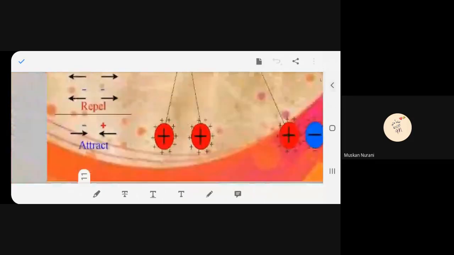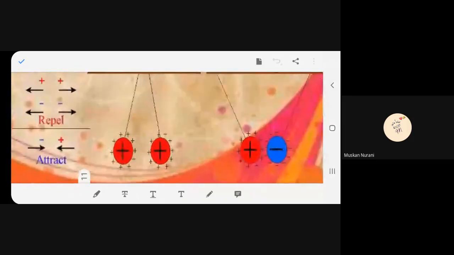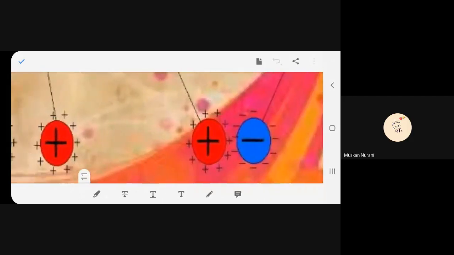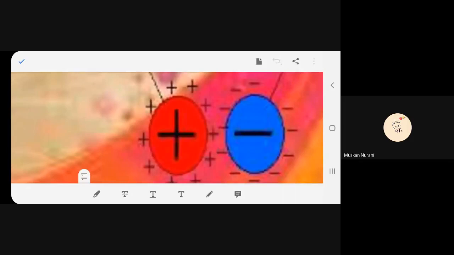Now you can see over here, these are two balloons. Both are positive. It is repel. In this case, one is positive and one is negative. This is attract. Okay? Tell me, do you have any problem?